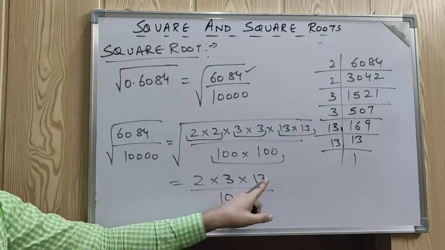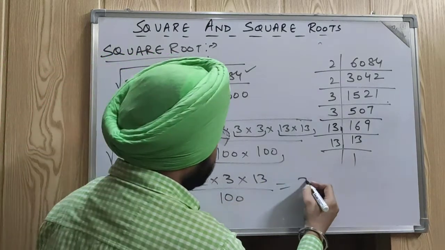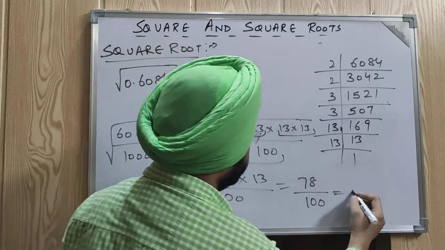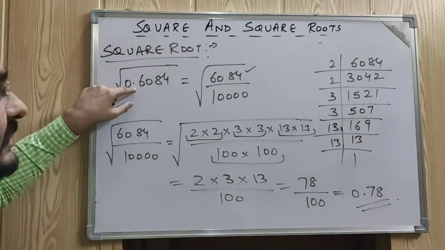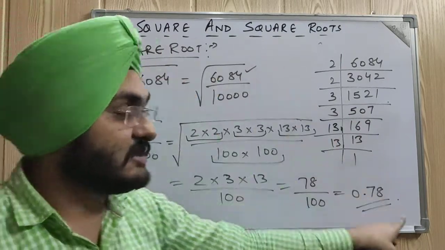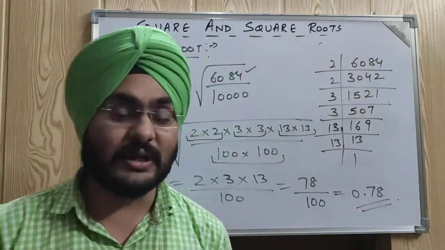2 into 3 will be 6. 6 into 13 will be 78 here. And 78 by 100 will be equal to 0.78. Keep in mind, if the question is given in decimal, the answer will also be in decimal. Now coming to the next.